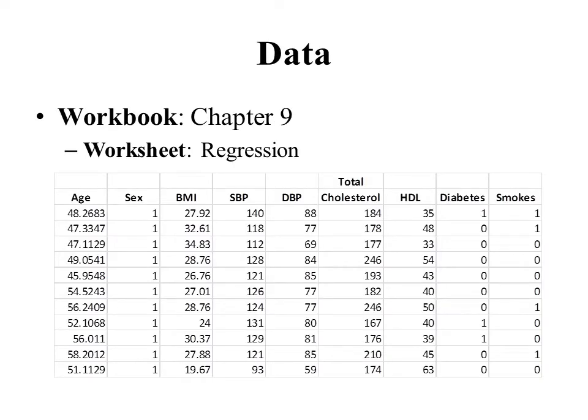So for our data, again, use this worksheet regression from the Chapter 9 workbook. It's the exact same data that we used in the other examples. Here's the data for our systolic blood pressure, and then here's the data for our two predictor variables. Notice that those two columns are right beside each other. Whenever we do multiple regression in Excel, we have to make sure that all of our predictor variables are in columns right next to each other. And that's the case here already.